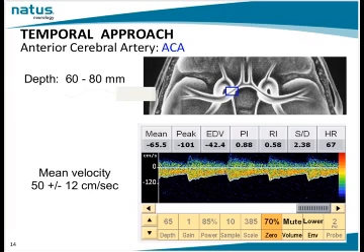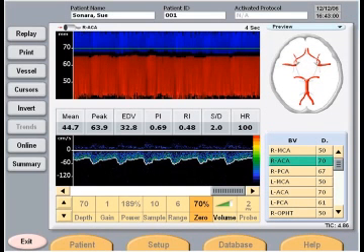So you see here that now the flow that we're interested in is this waveform below the baseline. And above the baseline, we have this little branch. We're not particularly interested in that, but you will see these branches appearing intermittently throughout your interrogation of the MCA bifurcation and ACA. Here we are a little deeper on the ACA, and you can tell that by our depth is now 70. Our waveform is below the baseline, and notice our branch has pretty much disappeared by now.